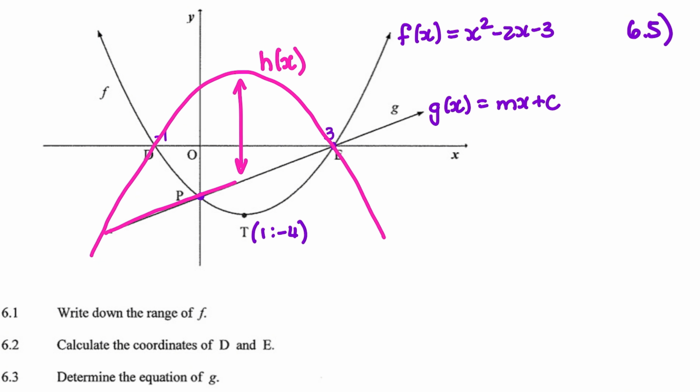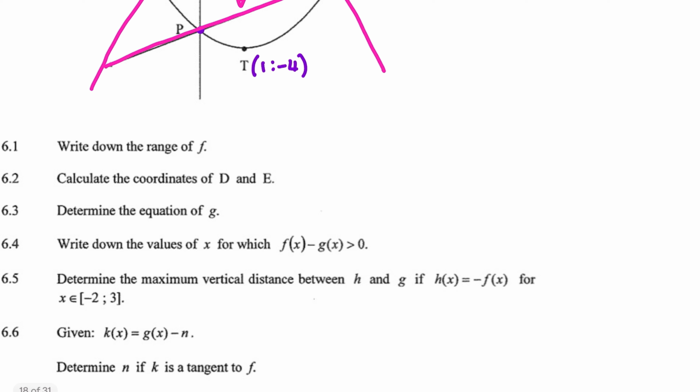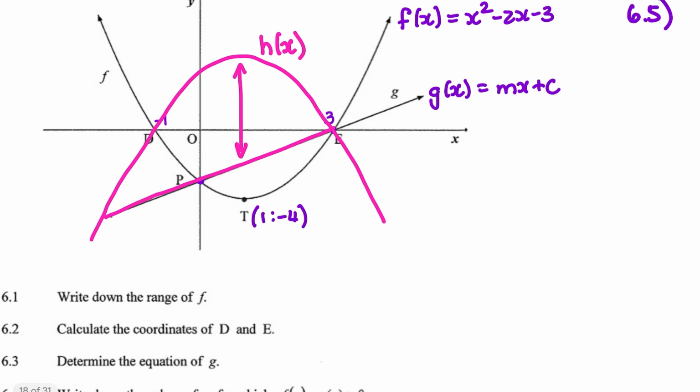So that's the straight line. And it gives us a restriction. It says where x is between negative 2 and 3. So we can see that this 3, the upper limit, is already that point of intersection. So I'm guessing that the x value here at our point of intersection on the left would be negative 2.